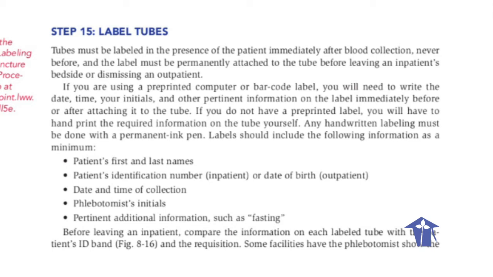Labels should include the following information as a minimum: patient's first and last names, patient's identification number for the inpatient, or date of birth for the outpatient, date and time of collection, phlebotomist initials, and pertinent additional information such as fasting.